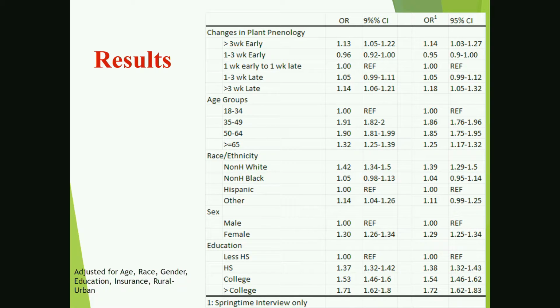Okay, so just to walk you through it, if you look at the very top here, when you compare individuals that live in an area where the onset of spring was greater than 3 weeks early to people living in an area where the onset of spring was normal, we see 14% higher risk of hay fever. Okay, so the prevalence of hay fever was 14% higher among people who live in an area characterized by greater than 3 week early onset of spring.